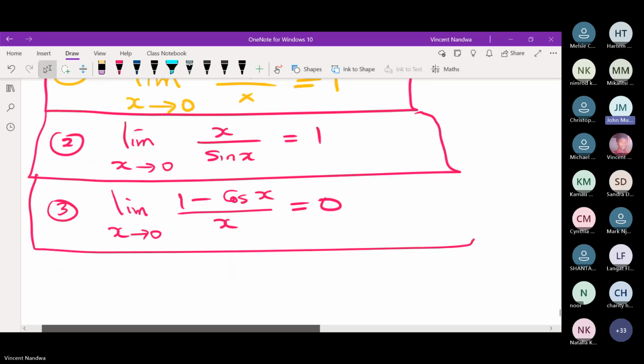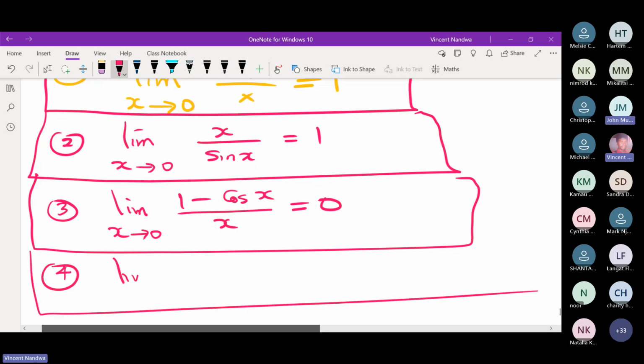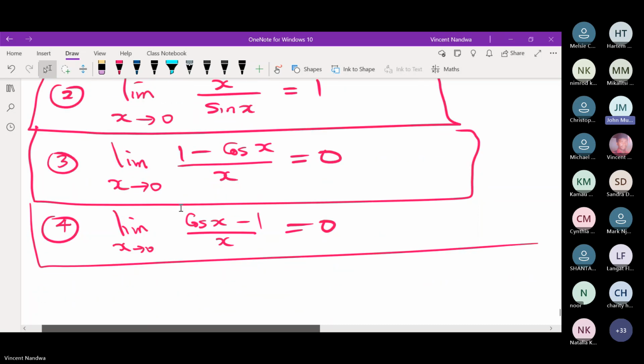Then number 4, the limit as x approaches 0 of cosine of x minus 1 over x is still 0. So take note of that. And then number 5, limit as x approaches 0.